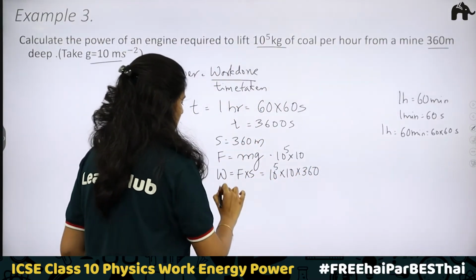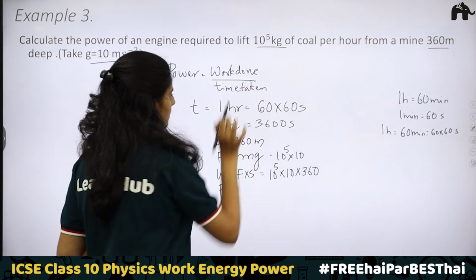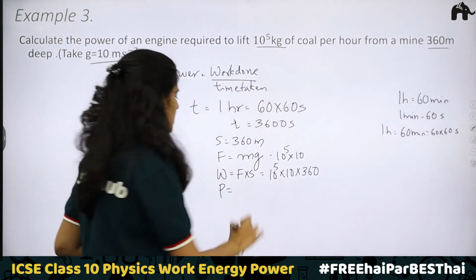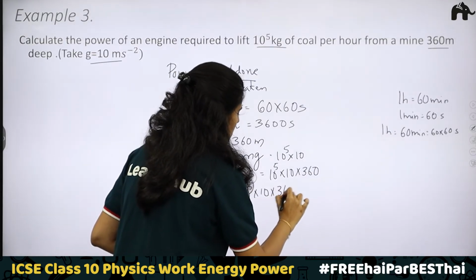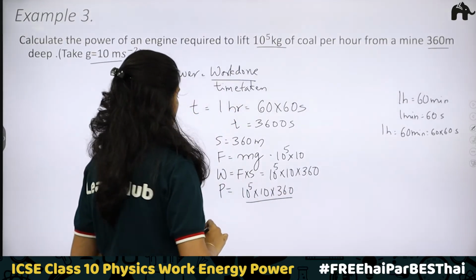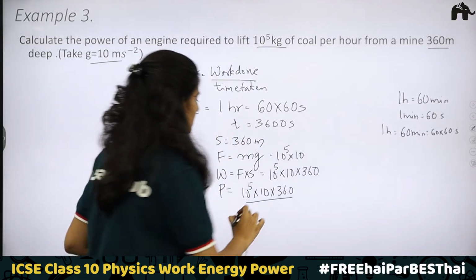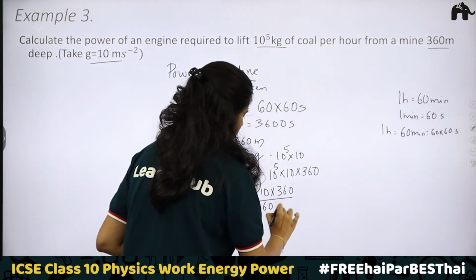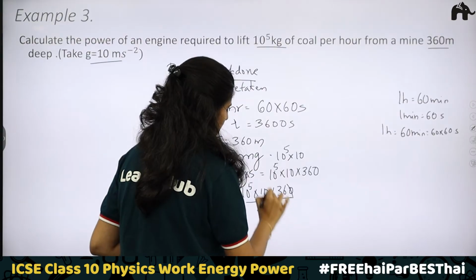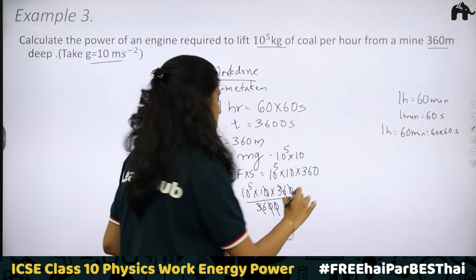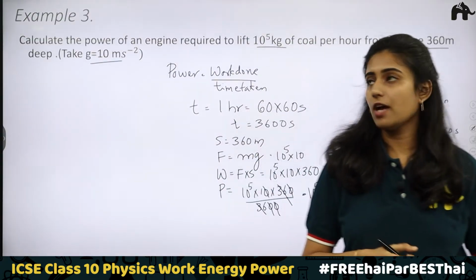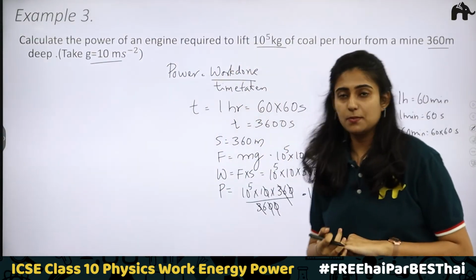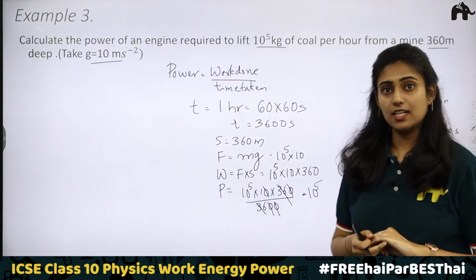Now we can find power. Power P is equal to work done divided by time taken. Here the work done is 10 raised to 5 into 10 into 360, divided by the time taken, which is 3600 seconds. Zeros can be cancelled, 36 cancels, and then we have 10 raised to 5. What is the unit? Here mass is in kilogram, acceleration due to gravity is in meter per second square, and time is taken in seconds.